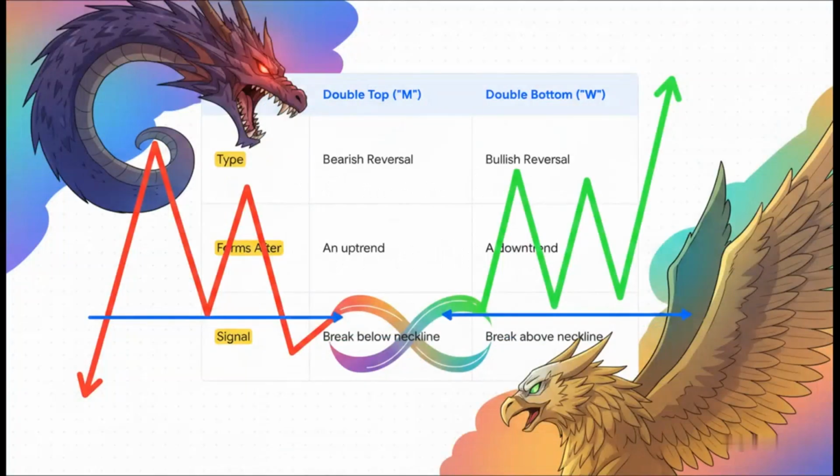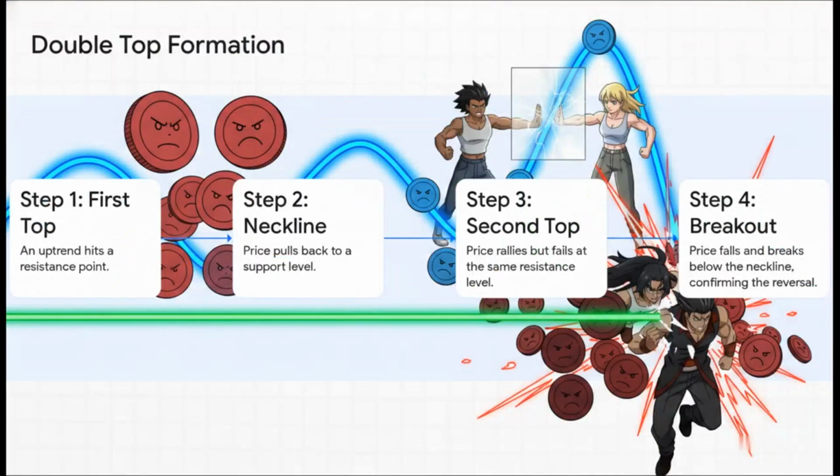What's so cool about these is the perfect symmetry. On one hand, you've got the bearish M-shaped double top, which tells you an uptrend might be over. And on the other, you have the bullish W-shaped double bottom, which signals the end of a downtrend. They're literally mirror images of each other, and each one tells a dramatic story about a battle for control of the market.